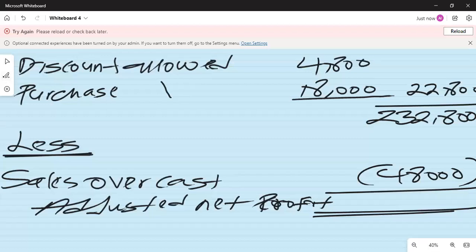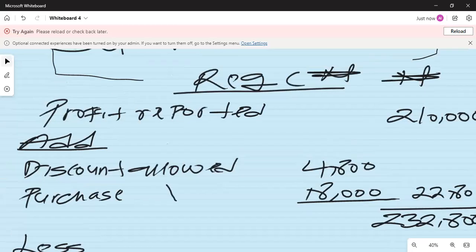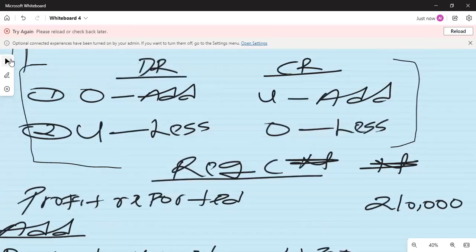So my actual profit, if there's no error, is going to be what? 184,800. And that's all. Don't forget this when you are preparing this. If the item is going to be on the debit side of the trial balance and it is overstated, you less. If it is on the debit side of the trial balance and it is understated, you add. If the item is going to be on the credit side of the trial balance and it is what?